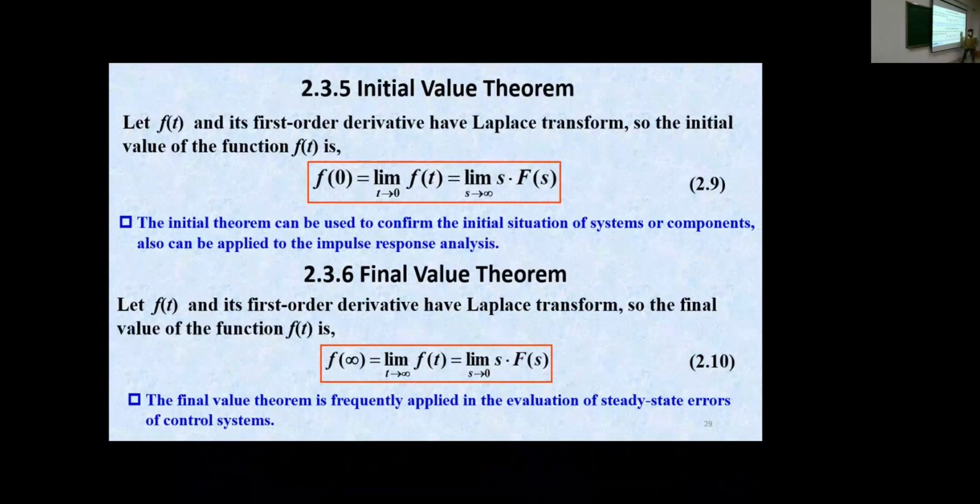Okay. The final value theorem is frequently applied in the evaluation of steady state errors of control systems. So the initial value theorem is applied to the impulse response analysis when t is very small, the beginning process of the response. And the final value theorem is used in what situation? Steady state in the response curve, going to t tends to infinity as time goes.